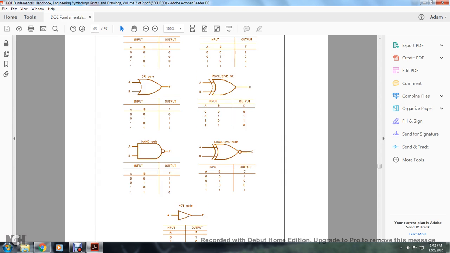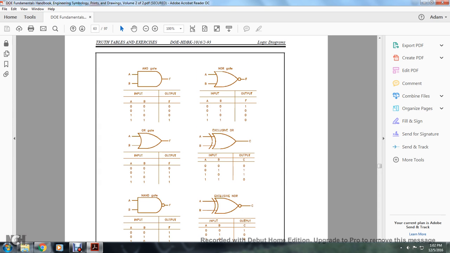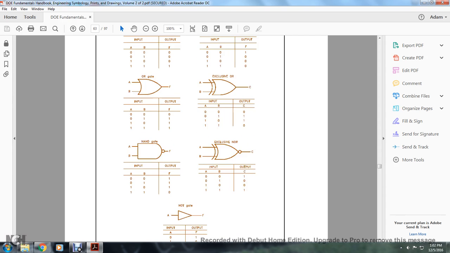Alright, this shows truth tables. As you can see, A and B on the input side are zeros, and the output F at the AND gate is 0. Also, B has a 1 input but 0 from the F. Which F is what? I can't remember what that is.